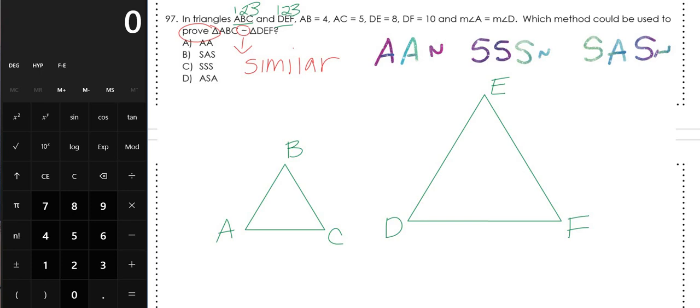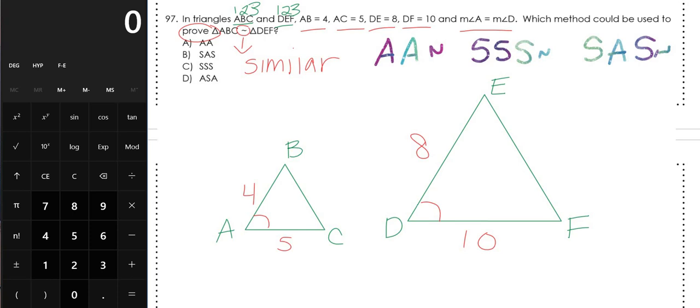Now, let's look at some of these measurements. AB is equal to 4. AC is equal to 5. DE is equal to 8. DF is equal to 10. And then the measure of angle A is equal to the measure of angle D. I put an arc for A and an arc for D.